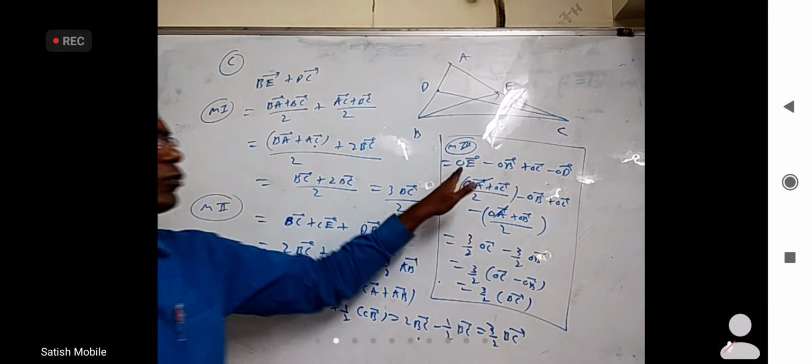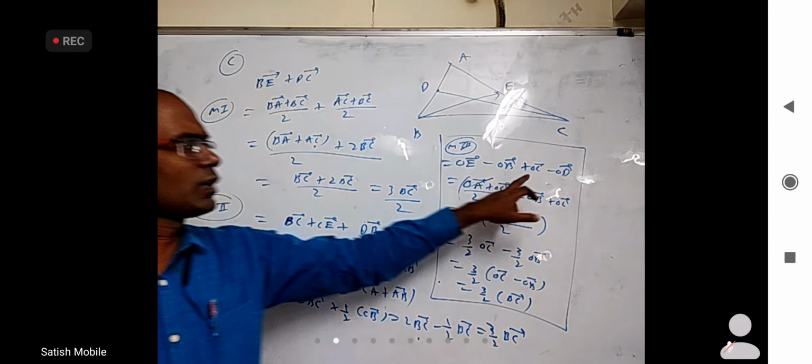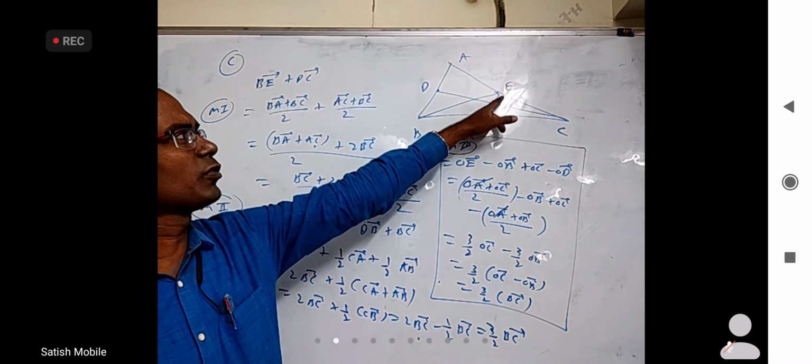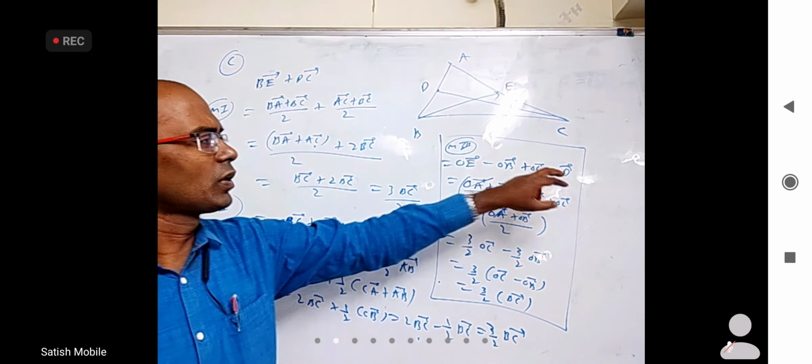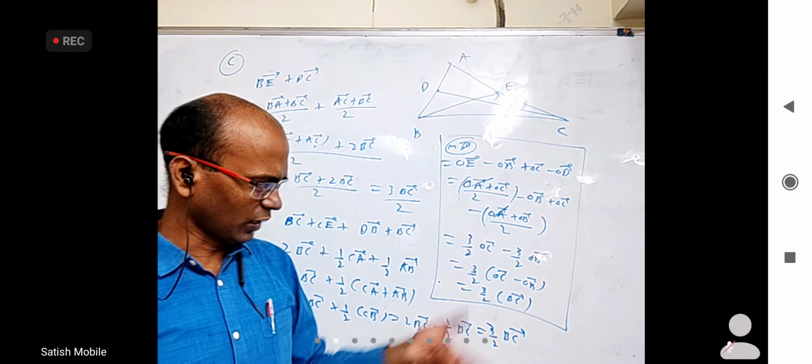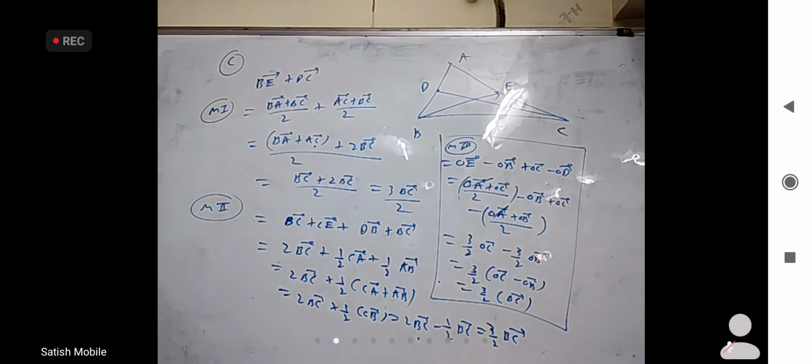This is opening up everything. BE bar you can write OE minus OB. DC you can write OC minus OD. Don't change B and C, but E is a midpoint. What is the formula for OE? OA plus OC by 2. What is the formula for OD? Midpoint of AB, OA plus OB by 2. And simplify also, you will get.